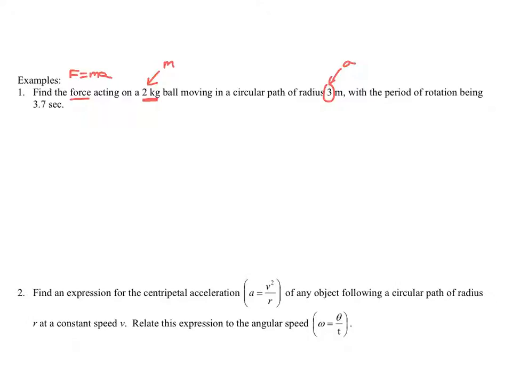So what I'm going to do is set up my general model, r of t. r of t is going to be equal to 3 cosine of something, comma, 3 sine of something. It's just that the something is going to change because we have a period of rotation of 3.7 seconds. Now, the period is equal to 2 pi over b.